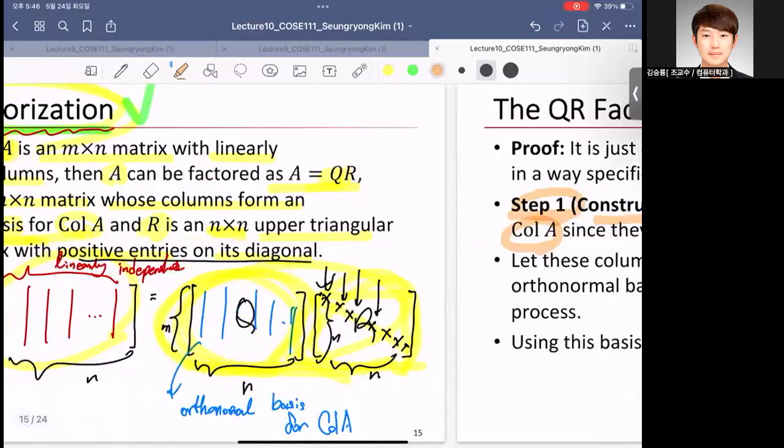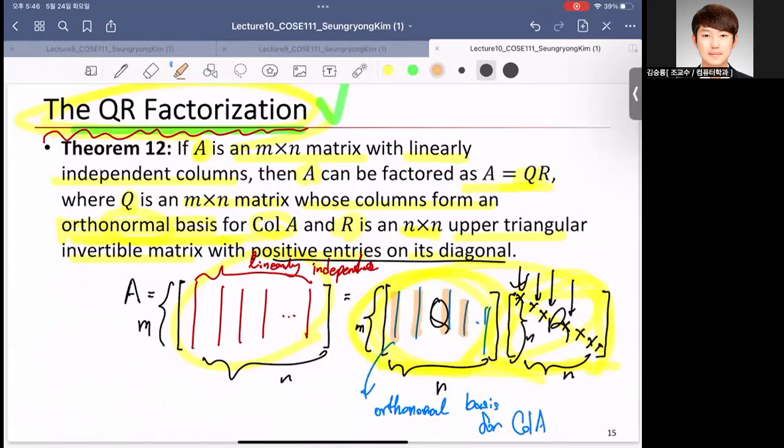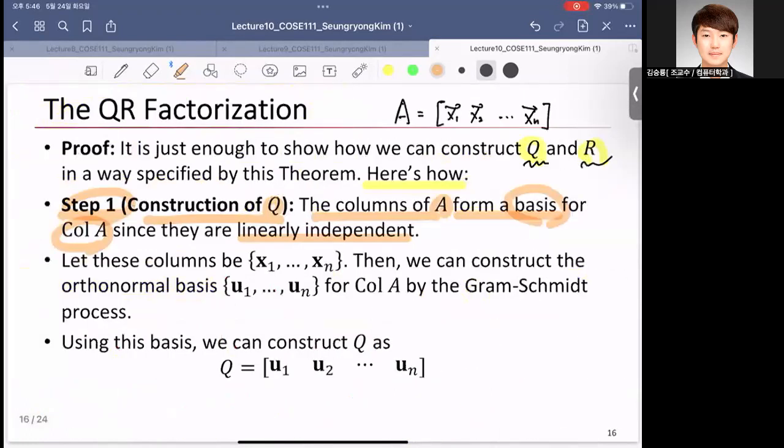Then each column vector in Q is going to be an orthonormal basis for the column space of A. It means that the question can be reformulated as finding orthonormal vectors from the x vectors, the column vectors of matrix A. We already know how to do this, right? By using the Gram-Schmidt process. That's the way to use the Gram-Schmidt process to derive the factorization.